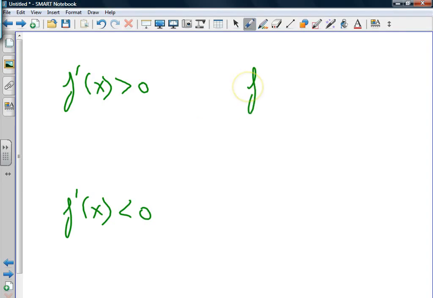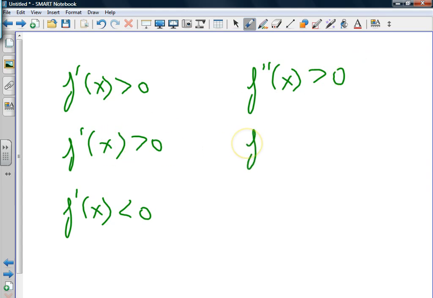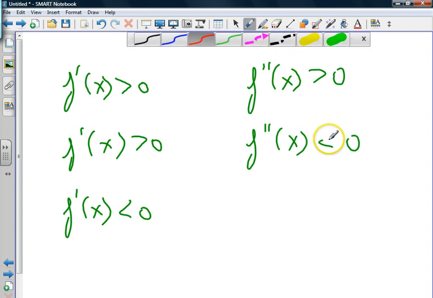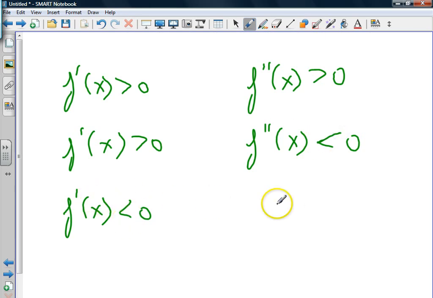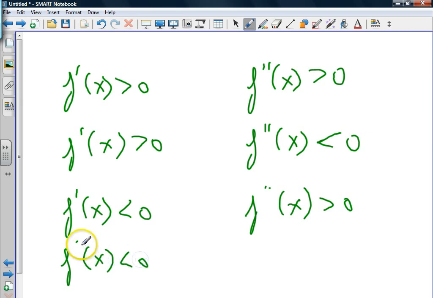Do you know what it means when f double prime is positive? Let's combine all of these. Let's do all the combinations. F prime is positive, f double prime is positive. F prime is positive, f double prime is negative. F prime is negative, f double prime is positive. F prime is negative, f double prime is negative. What kind of curve would have these properties? Each one of these 4 lines is a separate curve I'm describing, okay?